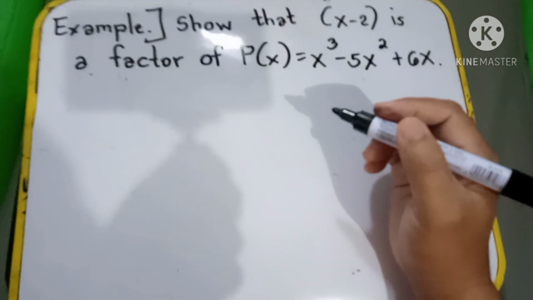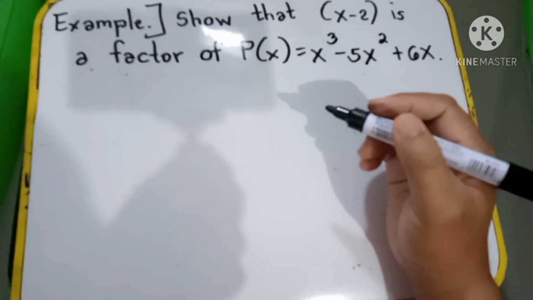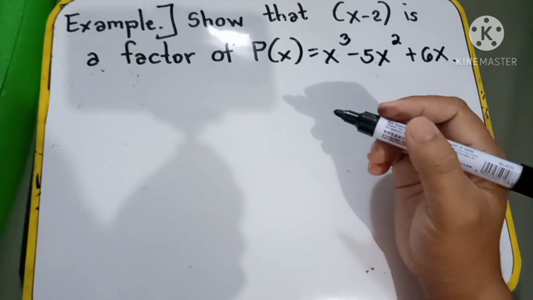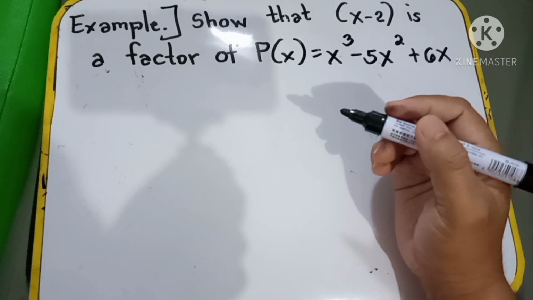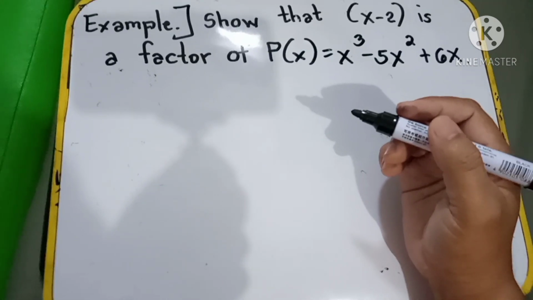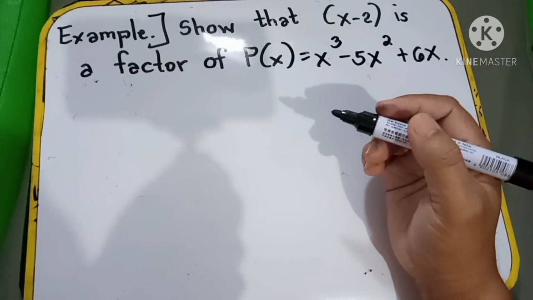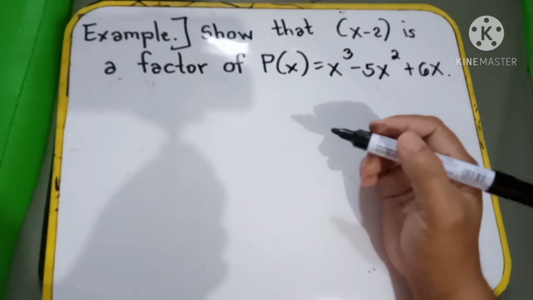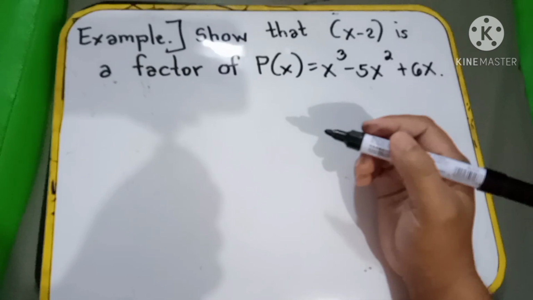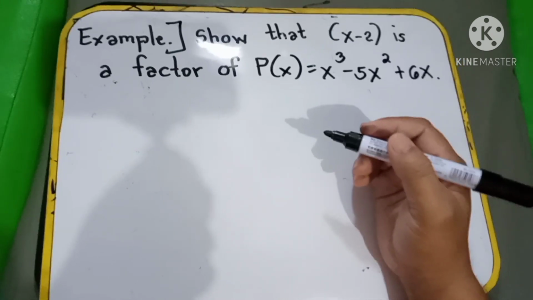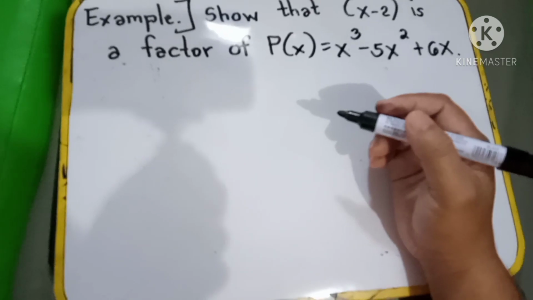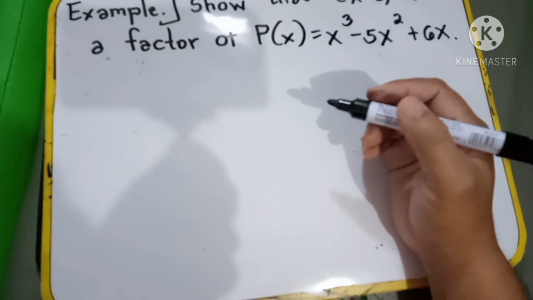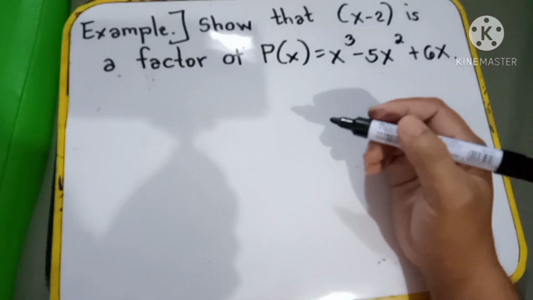So what is the factor theorem? The factor theorem is a special case of the remainder theorem where the remainder p of r is equal to 0, and p of x has a factor x minus r if and only if p of r is equal to 0. We can determine if the divisor x minus r is a factor of p of x through synthetic division, but the factor theorem is the easiest way, because if the result is equal to 0, then the divisor x minus r is a factor of the polynomial p of x.